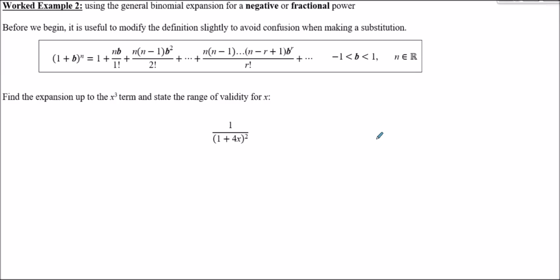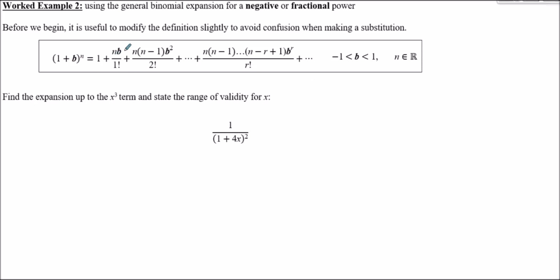Work example 2. Before I start, I'm just going to mention that sometimes it's useful to modify this definition of a binomial expansion to avoid confusion when making substitutions. For example, if it wasn't just an x here, but a 4x like we've got here, or a 10x or something awkward, just replace the 4x or whatever number of x's with a single term. Call it, for example, b. Then it works in the same way, just with this b replacing the x in the standard definition you're given in the formula book.